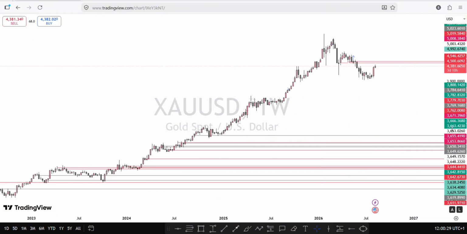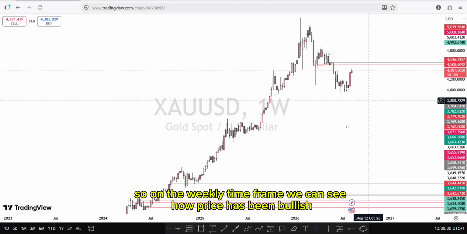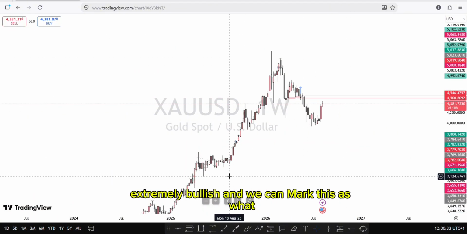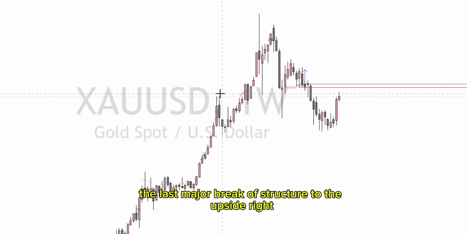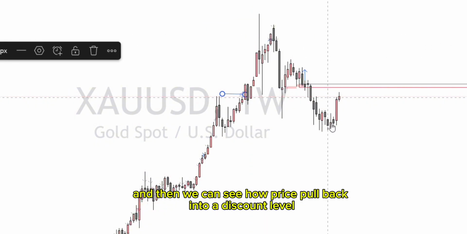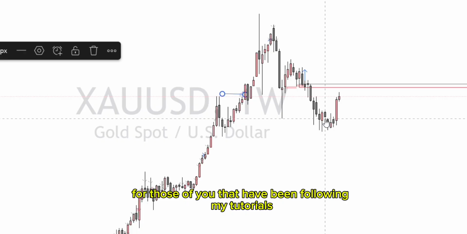Very good. So on the weekly time frame, we can see how price has been bullish, extremely bullish, and we can mark this as the last major break of structure to the upside, right? And then we can see how price pulled back into a discount level. For those of you that have been following my tutorials, you know what a discount and premium level means, right?